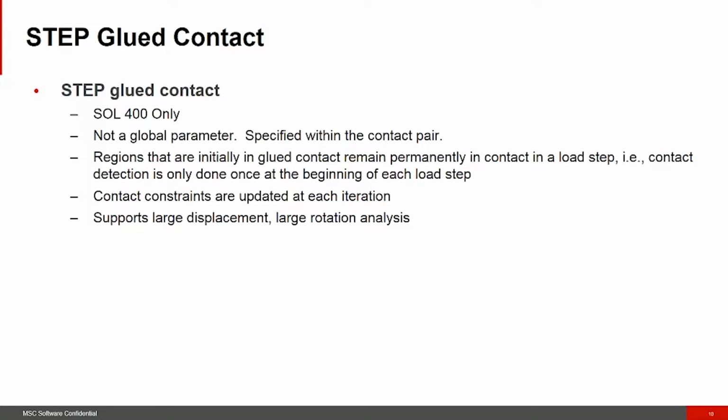So again, the regions, if they're initially in contact, they'll remain in contact permanently and will not change throughout the load step. However, if they're not, they can come into contact. Another important thing to note in using step glue is that the contact search is only performed in the beginning of the step. The contact status is checked at the beginning of each step, and it will not update throughout the step. And then the next step starts, and it's going to do another search.